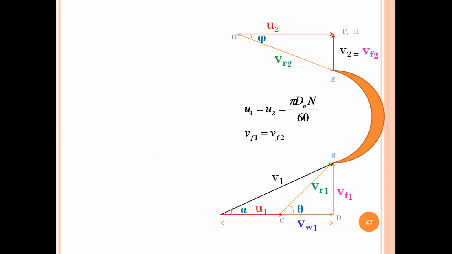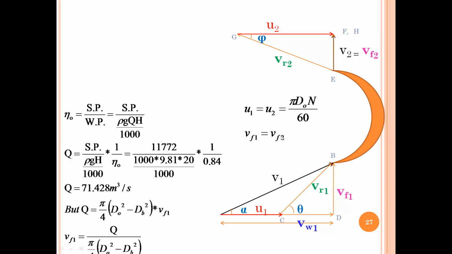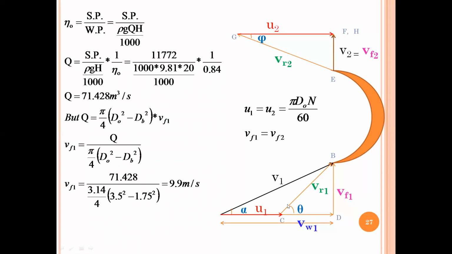As I told you here, U1 is equal to U2 is equal to pi, outer diameter N by 60, and VF1 is equal to VF2. So first we'll make use of whatever we can find out. Here we don't know VF1, we don't know VW1, we don't know U1. There's no speed ratio and flow ratio given, but they've given the value of alpha.